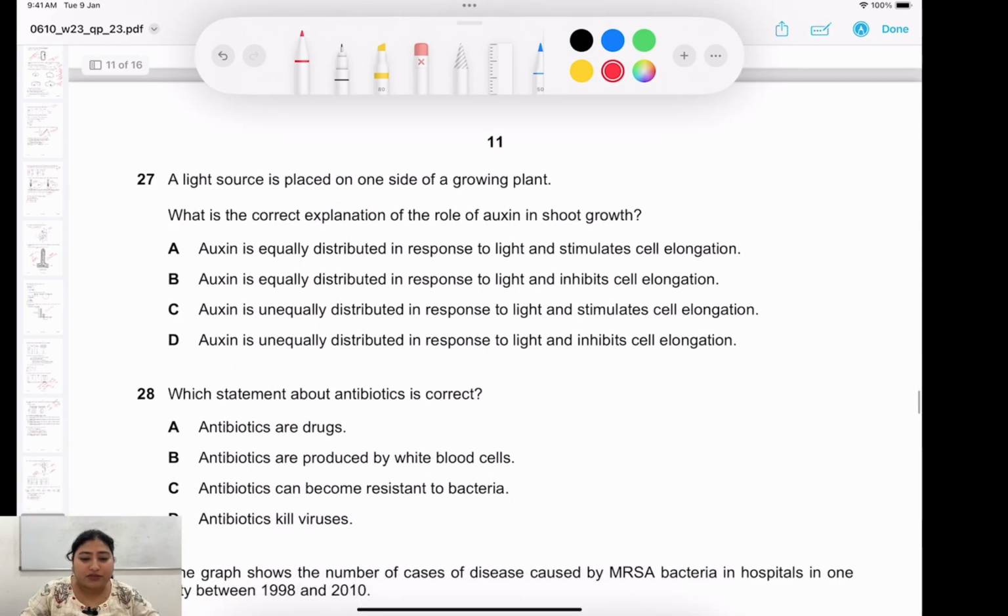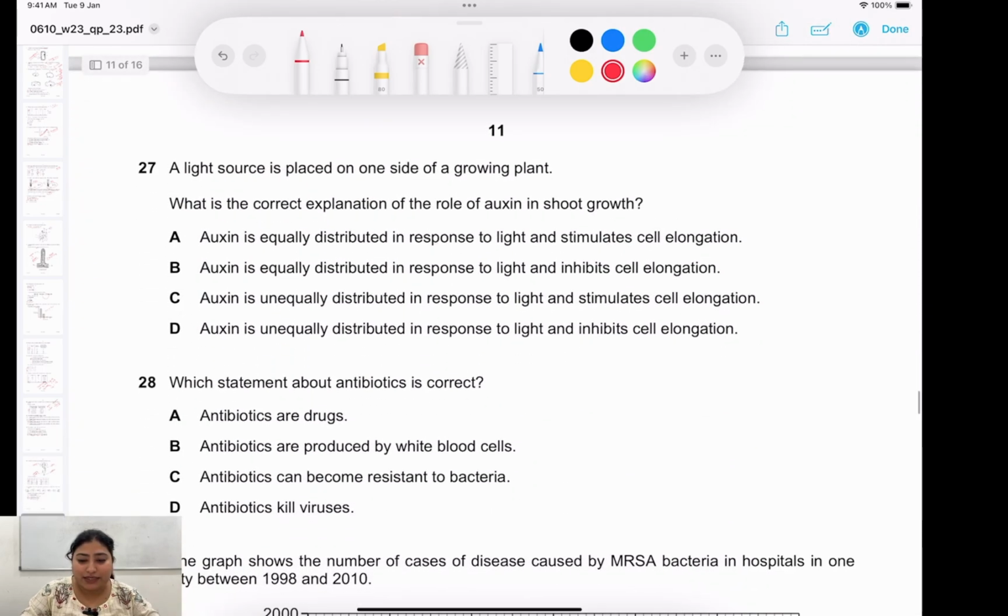A light source is placed on one side of a growing plant. What is the correct explanation of the role of oxygen in shoot growth? So this is your shoot tip, and it is telling you what is the correct explanation of the role of oxygen. So this shoot tip is going to receive sunlight from various directions. When it is receiving sunlight from various directions, oxygen is always produced at the shoot tip. This oxygen is going to diffuse uniformly.